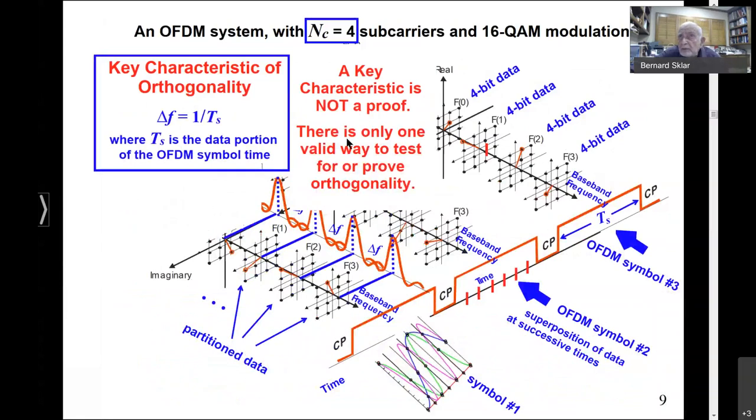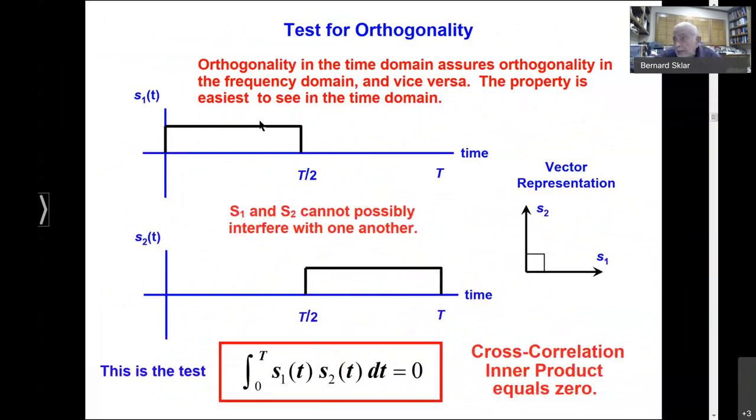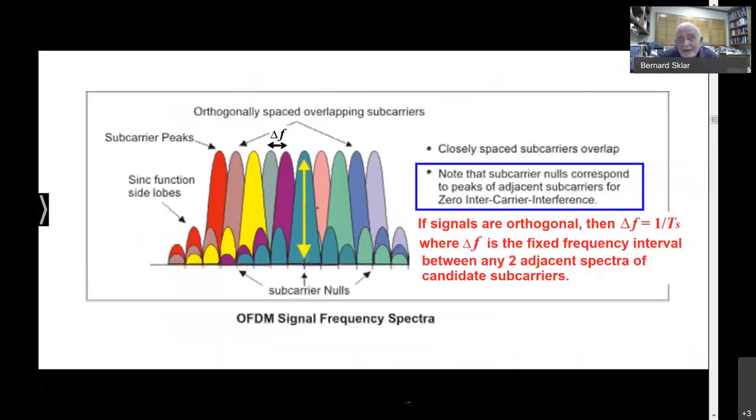So a key characteristic is not a proof. There's really only one valid way to test for or to prove orthogonality. Remember, there's no such thing as being orthogonal in only one domain. If two waveforms are orthogonal, they're orthogonal in either the time domain or the frequency domain. But in my opinion, it's always easiest to view it in the time domain. It's so nice and easy to see. This is the ultimate test: the inner product of these two tones equals zero. Doing this product integration piecewise, this piece times zero is zero, this piece times zero is zero. So indeed, the product integration is zero. The vector representation is 90 degrees if you see them as vectors. And that's the sufficient test for orthogonality.